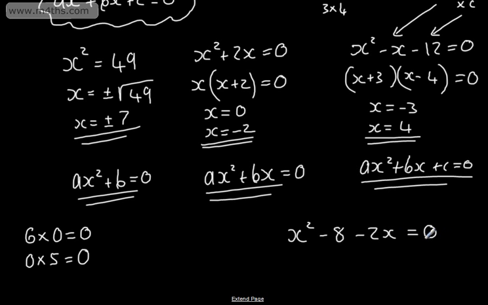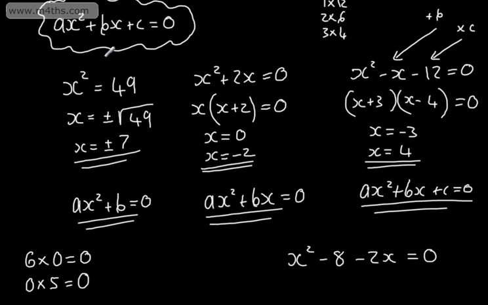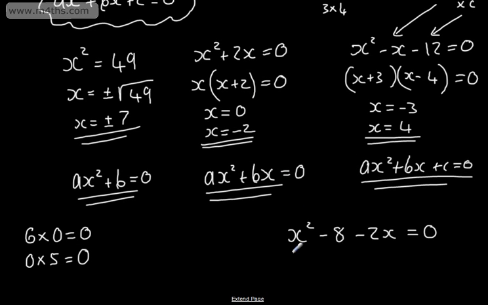This is a quadratic equation. I'm going to look to factor and solve. If we just had this here, this would be an expression. It becomes an equation when we have an equal sign. I need to rewrite this in the form ax squared plus bx plus c. So we're going to have x squared minus 2x minus the 8 is equal to 0.